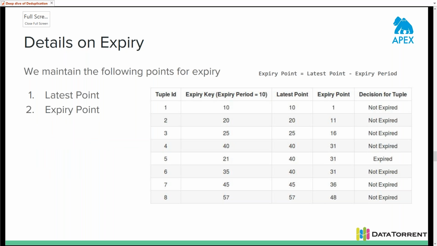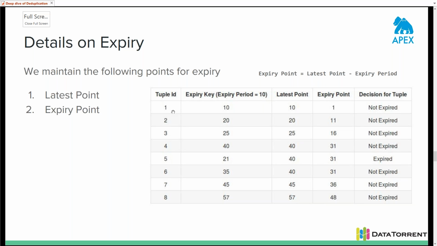Okay, so let's look at the expiry thing in a little more detail. In order to process these things, we keep a couple of data points in the data structures. We have the latest point of the time, and we have the expiry point. And you will also have an expiry period. In this case, let's say the expiry period is 10 units. You can consider seconds or milliseconds or anything like that. So if it's, for example, 10 seconds, your expiry point will be calculated as the latest point minus the expiry period. So let's look at the example.